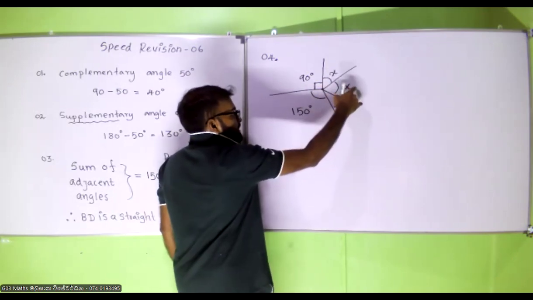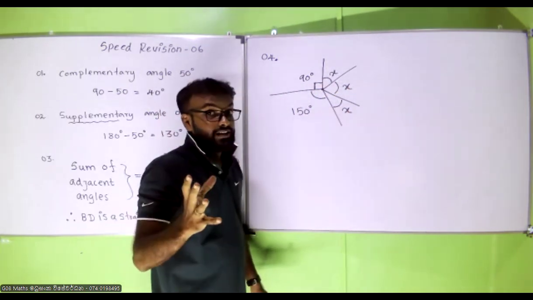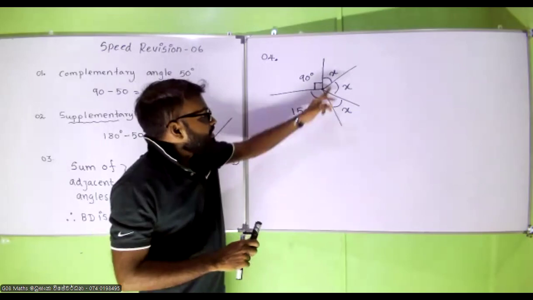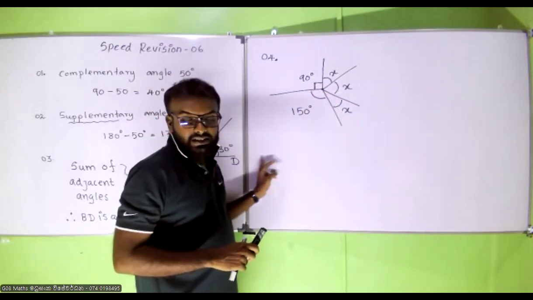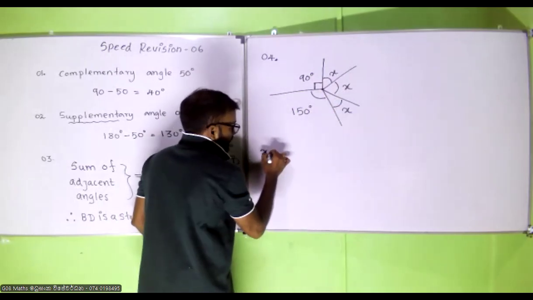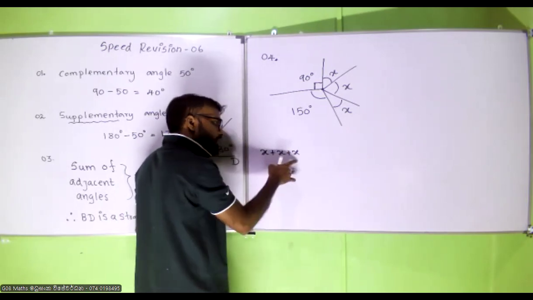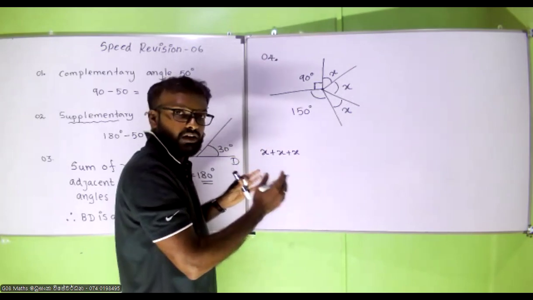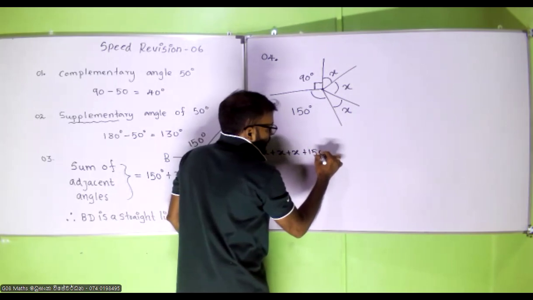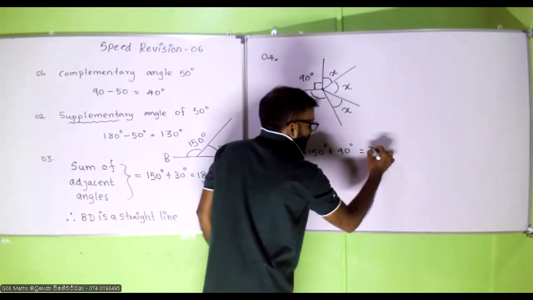So we have to find x. As a best practice, you write the unknown term at the first place. So x plus x plus x, and this is to be found, so I take it to the front, to the first place. Then 150 plus 90 degrees equals 360 degrees.